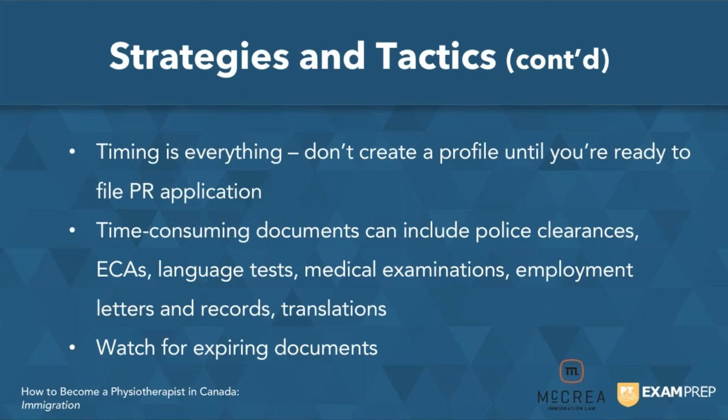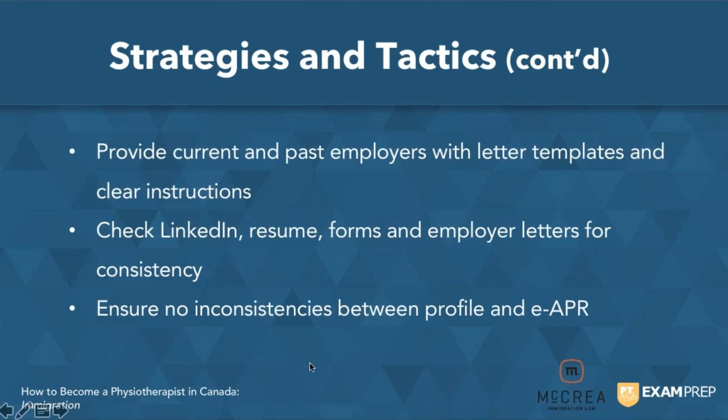The other thing is, because you've got to get all these different things and they take a while to get, watch out for expiring documents. For example, your language tests expire after, I think, 2 years for immigration purposes. Police clearances can expire after 6 months in some cases if you're still in a place. So there are lots of things that you need to make sure are current at the time you apply. Just keep track of all of those things.